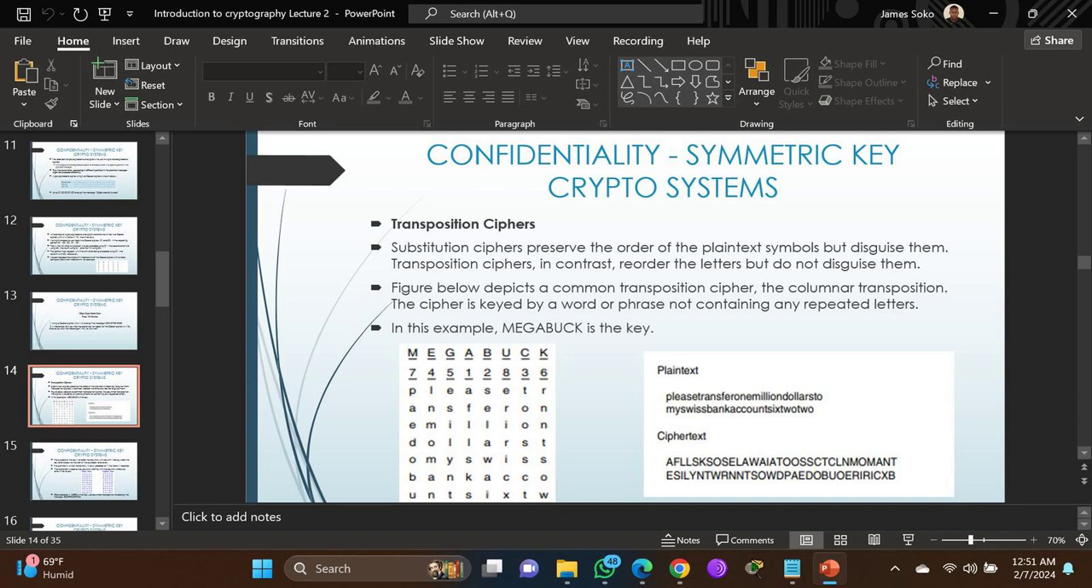After having done that, you send the key, megabank, or the numbers, that stream of numbers, to the receiver, and then you also send the cipher text.